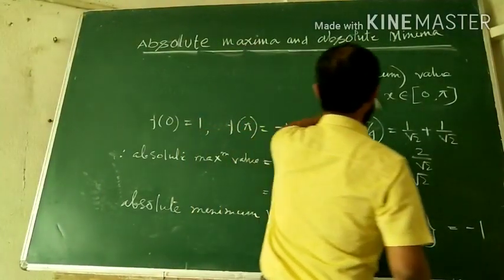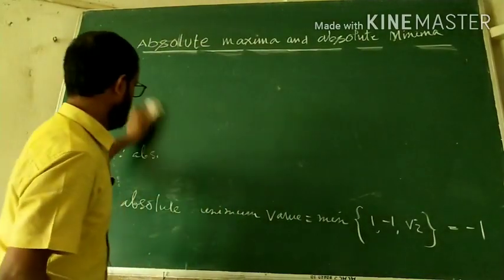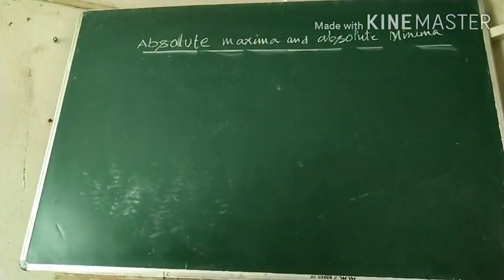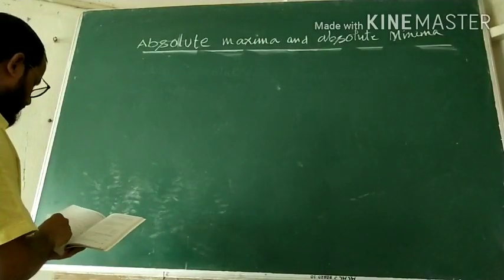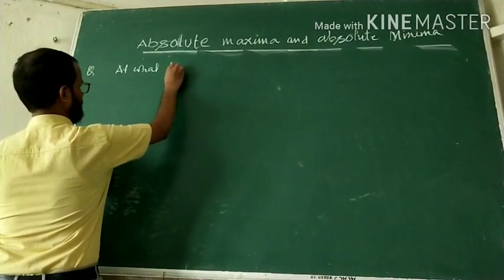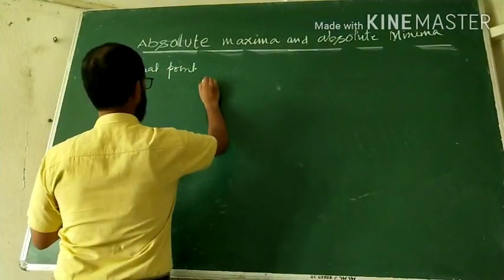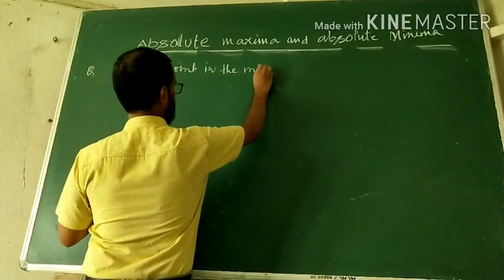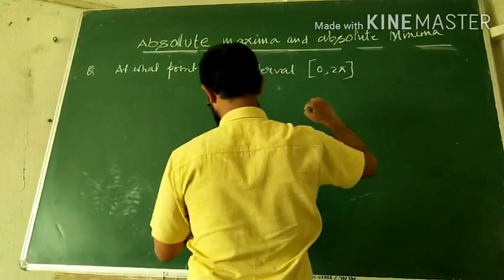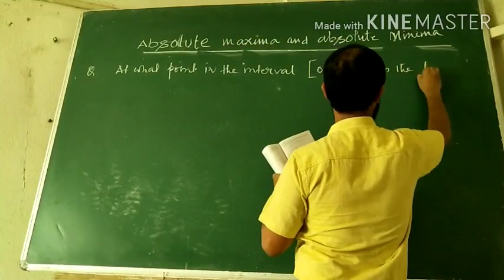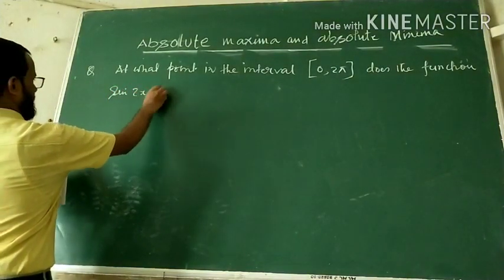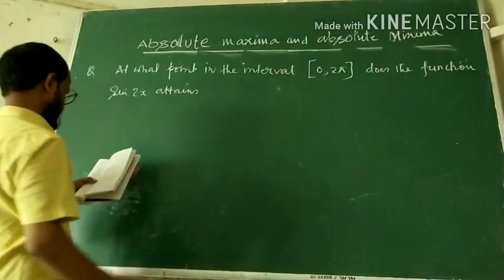Let us move ahead with another question. The second question is: at what point in the interval 0 to 2 pi, this is the closed interval 0 to 2 pi, does the function sin 2x attain its maximum value?